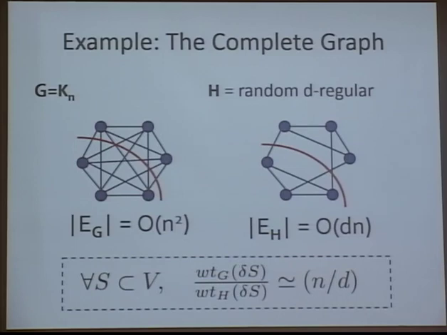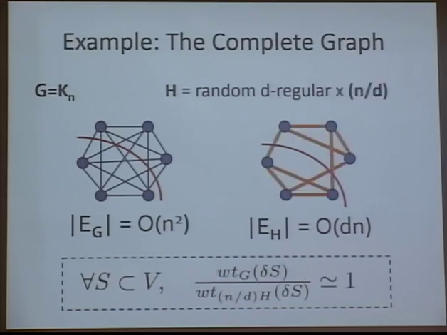So this sparse graph somehow has the same cut structure as the complete graph scaled by the appropriate constant. And then of course we want the cuts to be 1 plus epsilon close, let's say. So then you just blow up all the weights in the expander graph by n over d, and then you get that the ratios of the weights of all cuts are about 1.